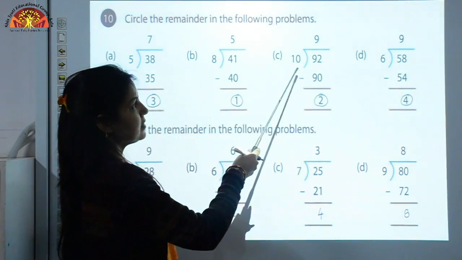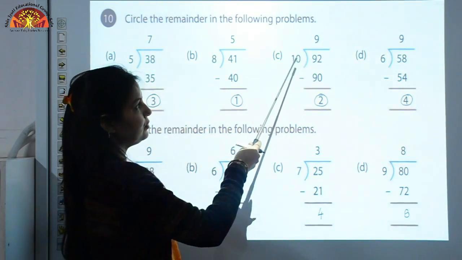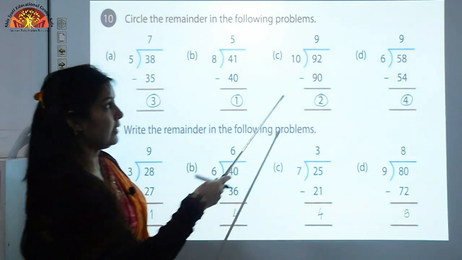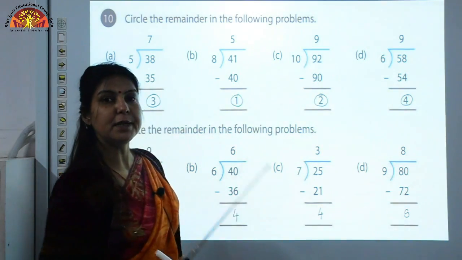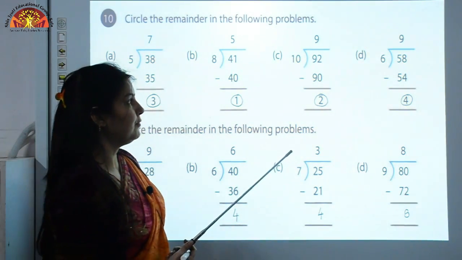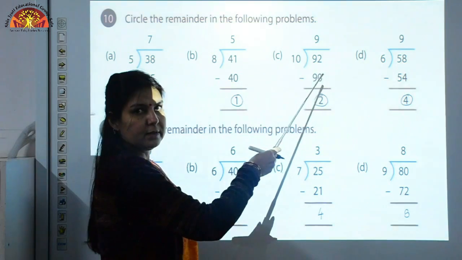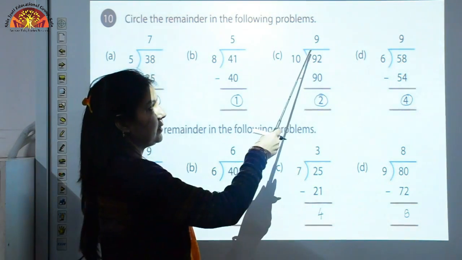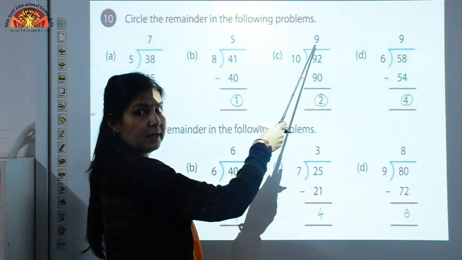Now let us see one more. C part of this. Here we are dividing 92 by 10. In the table of 10 you cannot get 92. So we will speak the table of 10 and take the number which is just smaller than 92. This is 90. It will come 9 times. So 9 is written here.